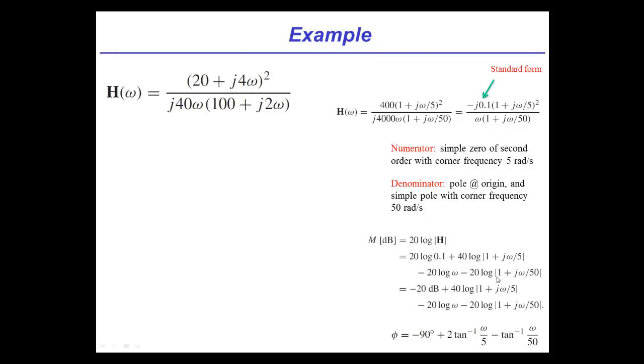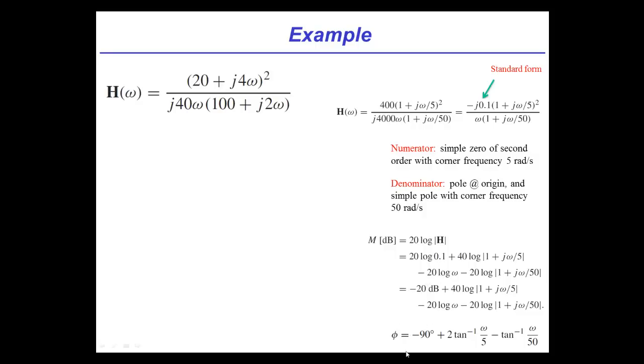And then we have minus 20 log 1 plus j omega over 50. Okay? So that's basically what we have over here. And you can simplify this further if you need to. So, for example, you can calculate out what the log of 0.1 is, right, and just simplify. But that's fine. We'll deal with that later.